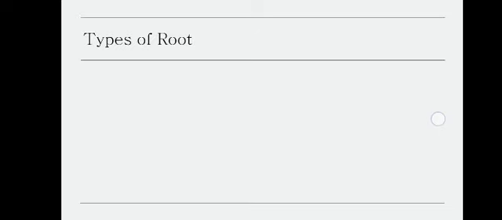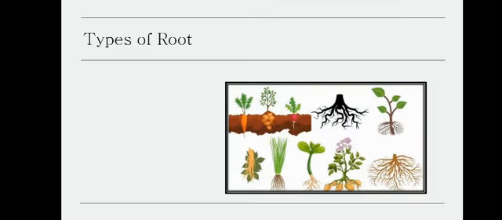Types of roots. Roots have many types. Okay, let's start using this diagram. We can study the types of roots. On the basis of origin, roots can be classified into many types: the taproot system or true roots, which we can study on the next page, and the adventitious root system.